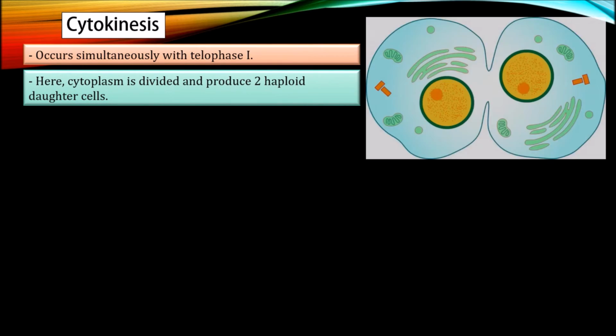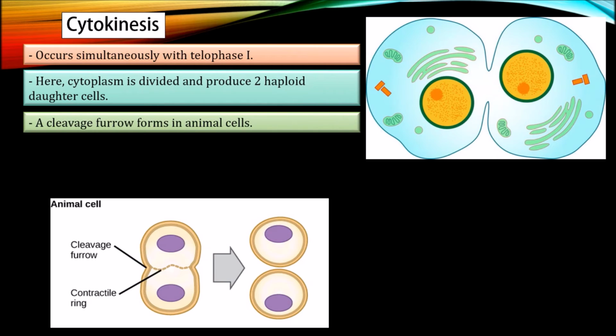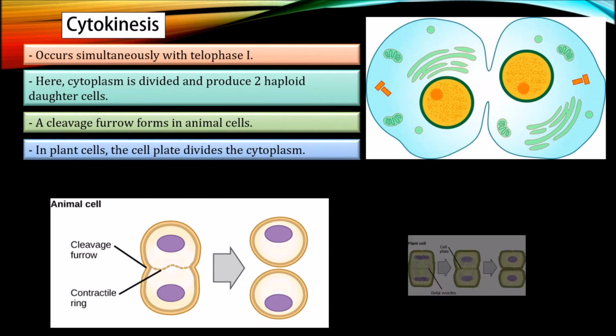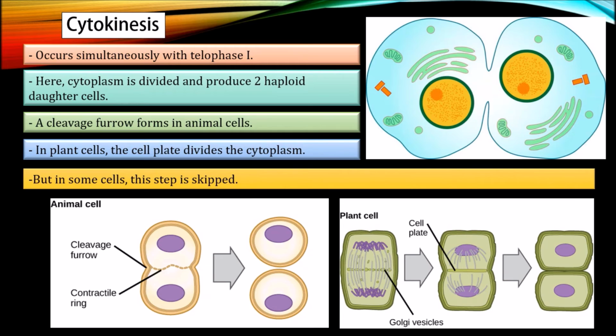Cytokinesis usually occurs simultaneously with telophase 1. Two genetically non-identical haploid daughter cells are formed. In animal cells, a cleavage furrow is formed, and in plant cells, a cell plate is formed. But in some cells, cytokinesis is skipped since the cells will soon go through another round of division, that is meiosis 2.